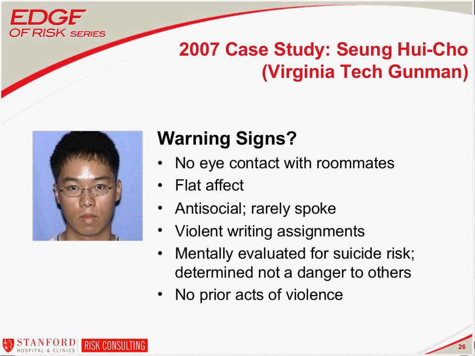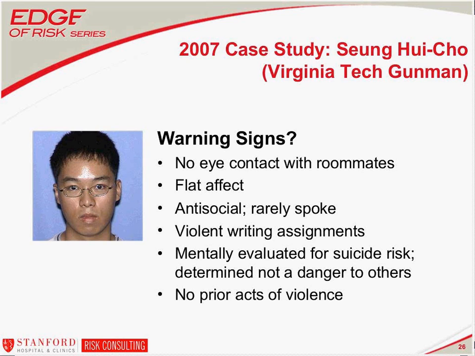To illustrate the complex nature of mental illness and the active shooter, let's consider the Virginia Tech gunman, Hui-Cho. We already mentioned that a past history of violence is a good predictor for future violence. Yet, in this case, Cho had no prior acts of violence, although with the benefit of hindsight, there were various potential predictors.